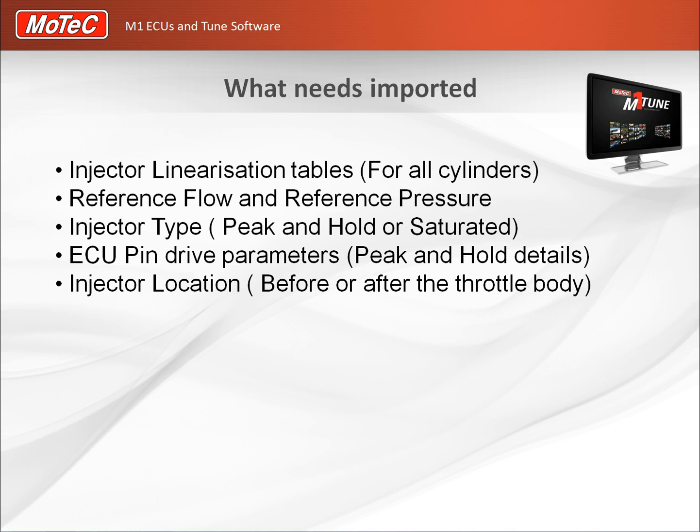The injector type, and so you need to enter the ECU pin drive parameters for that. So whether it's peak and hold, or what those parameters are for the peak current and the hold current appropriate to that injector. So the electrical characteristics, you could say. And the injector's location, so whether it's before or after the throttle body. If the injector sees inlet manifold pressure, then that affects the differential fuel pressure, that's the fuel pressure across the injector, and therefore the amount of fuel the injector will flow will be different for a given pulse width if it's before or after the butterfly. So we need to tell the ECU that.